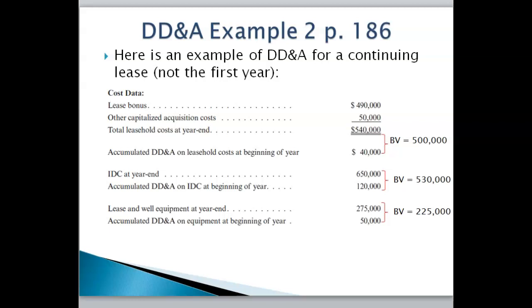We're going to do the same calculation for IDC and lease and well equipment. We're going to take the IDC at year end of $650,000. We're going to subtract any accumulated DD&A on IDC already recorded of $120,000. So we're going to get a book value of $530,000. On our lease and well equipment, at year end we have $275,000. We're going to subtract our accumulated DD&A already recorded of $50,000 to get a book value of $225,000.